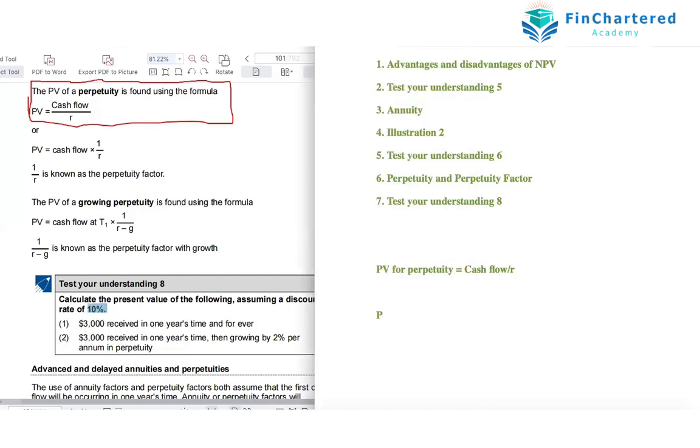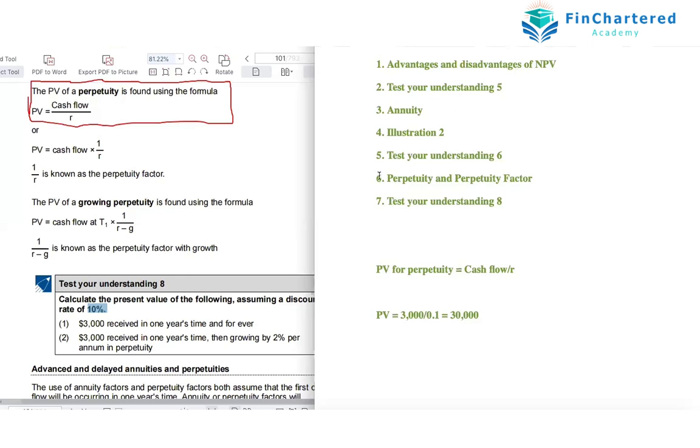So the present value for this perpetuity, in our case, is cash flow, 3,000, divided by R. R is 10%, which is 0.1. So 3,000 divided by 0.1 is 30,000. That's it. End of story. Himanshu got the second part also, but I would want to explain that and then probably ask you to solve it.